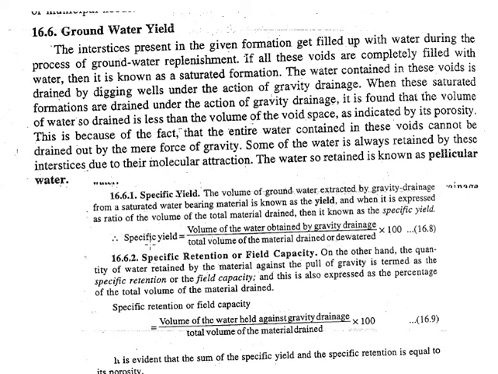The next thing is the specific retention. The pellicular water which could not be extracted from below the surface of the earth, that water which is held against the action of gravity, to the total volume, will give us the specific retention or field capacity. Multiply it by 100, and you will get it in terms of percentage. If we add both of these, specific yield and specific retention, then you are going to get the porosity.